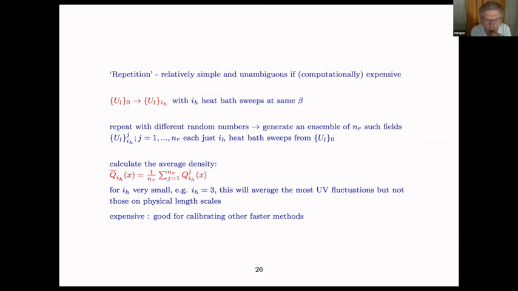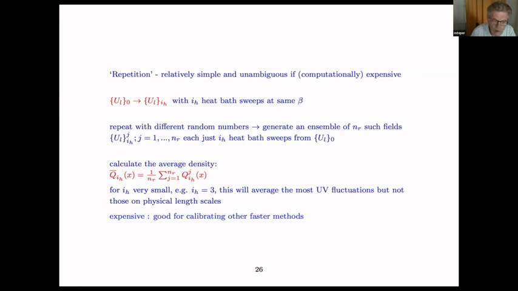So what is the idea here? It's a very naive idea. You've got a given field, which I will call the link matrices, and I'll label it by 0. It's a given field which a Monte Carlo has produced. It's got fluctuations, and you would like to average out those fluctuations somehow, while being sure that you really haven't done anything to the long distance fluctuations of the fields.